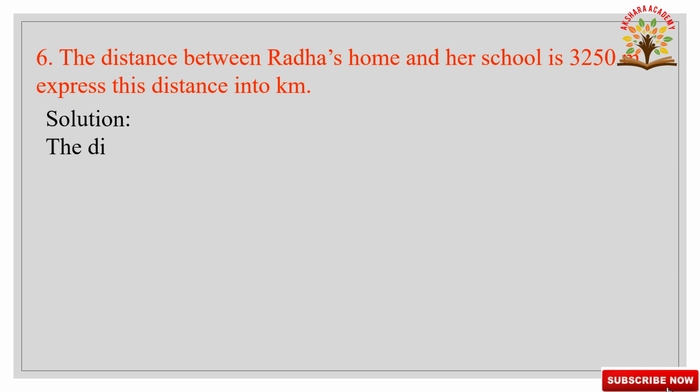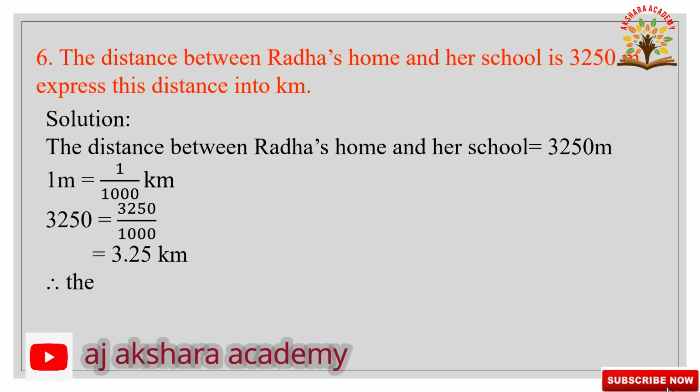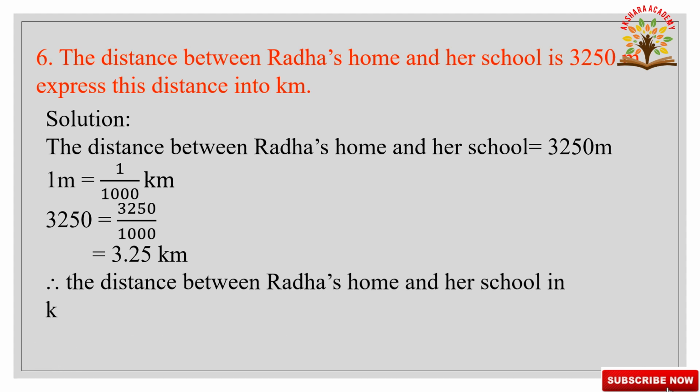The distance between Radha's home and her school is 3250 meters. 1 meter is equal to 1 by 1000 kilometers. So 3250 meters is equal to 3250 by 1000, that is equal to 3.25 kilometers.